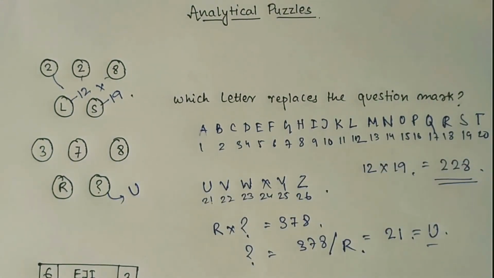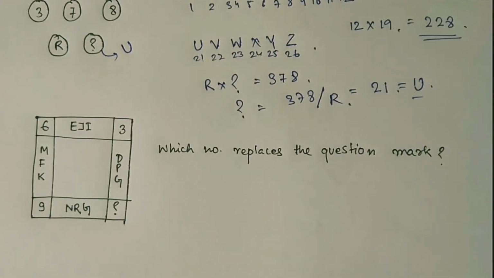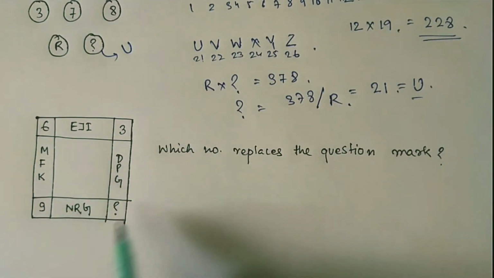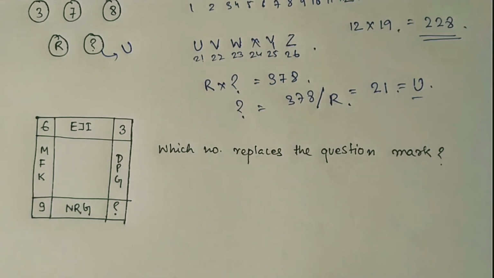So this was the question, guys. Hope you understand the question. Let's move on to the next question. Okay, so this is also a puzzle. In this box there are alphabets, and in the corners there are numbers, and in one corner there's a question mark. Which number replaces the question mark is the same question as the previous one.